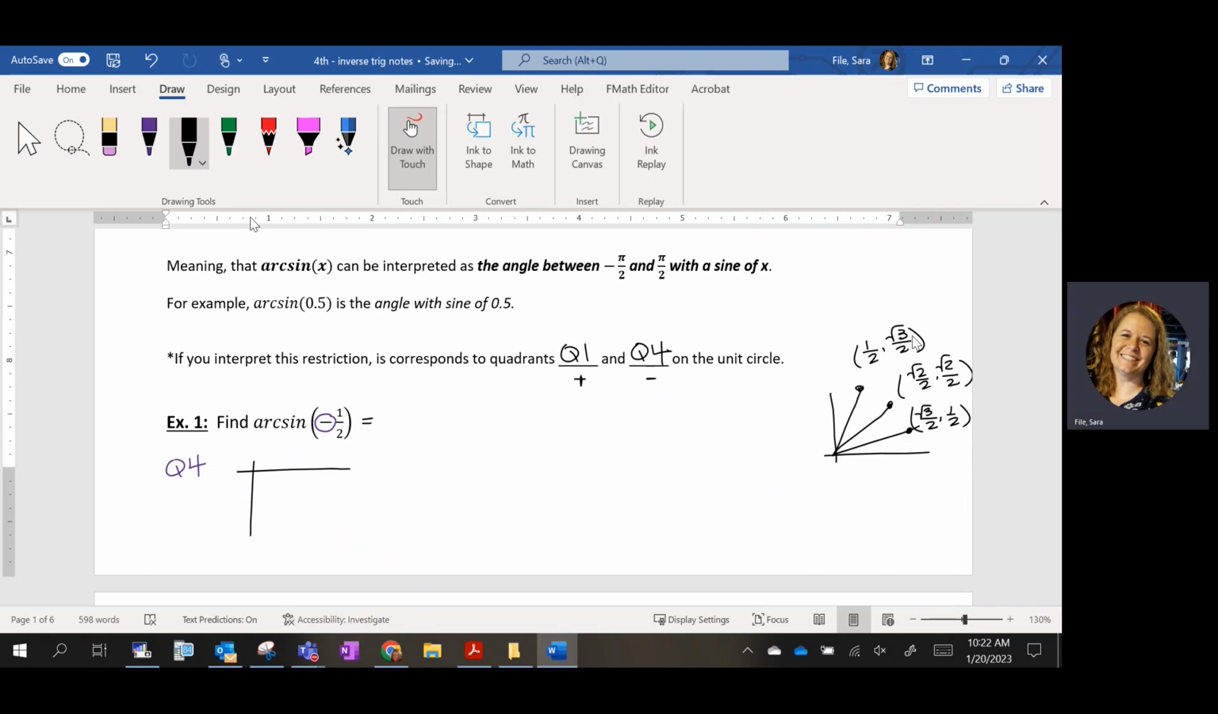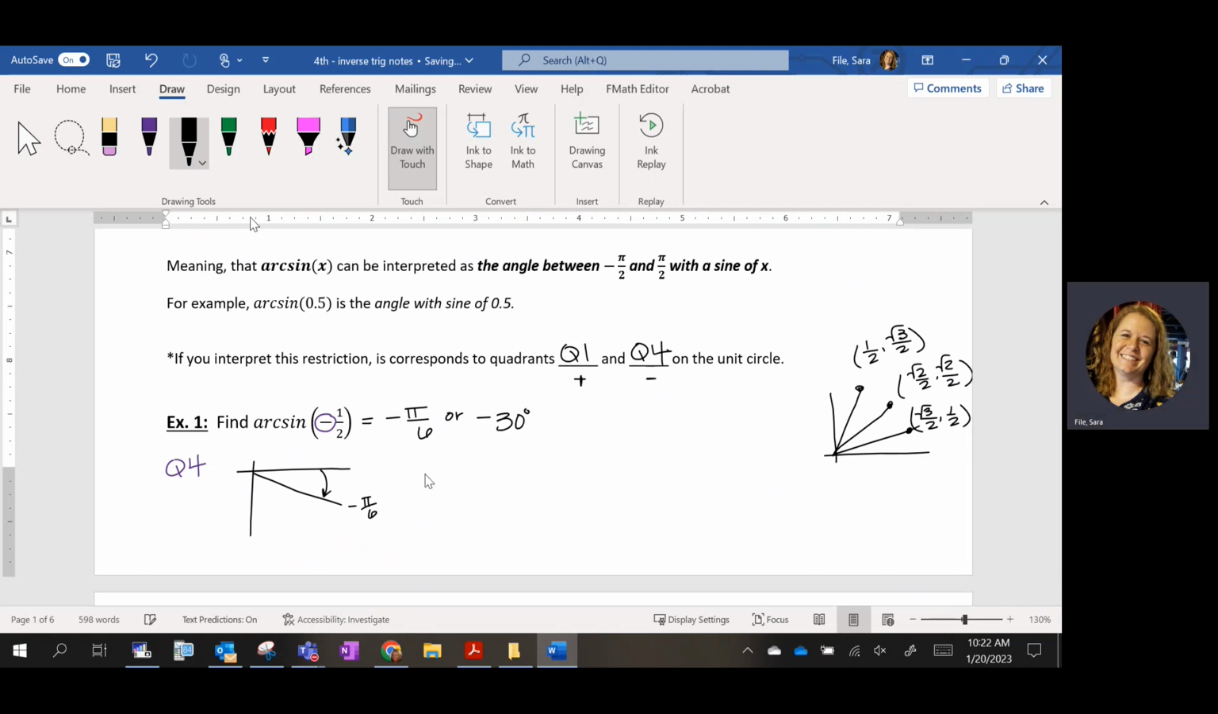Yeah, sine is the y value. So the y value is 1/2 at the smallest angle. That's the 30-degree reference or the pi/6 reference angle. But we know we need to be in quadrant 4. So we need to be at that same size angle, but in this direction. So what does that make it? -30 or -pi/6. I'll give the answer in both radians and degrees.